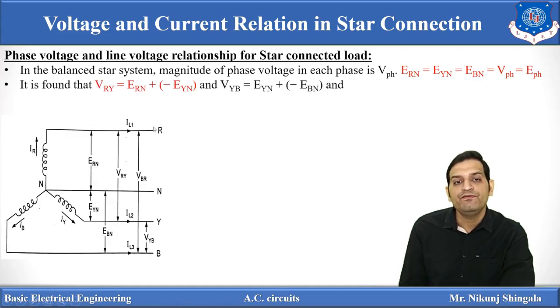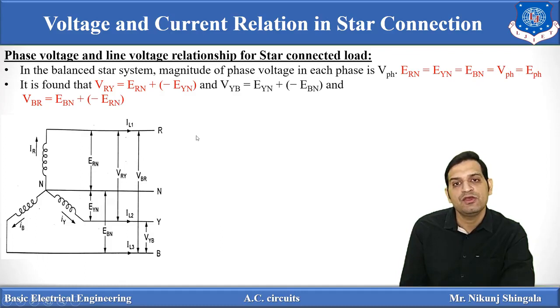Now, if we apply KVL between the R and Y line terminals, VRY will be equal to ERN plus ENY. But instead of ENY we can write minus EYN because it's a phasor. Similarly, between Y and B, we can write VYB is equal to EYN plus (minus EBN), and for VBR we can write VBR is equal to EBN plus (minus ERN). Now this is the relationship between phase voltage and line voltage.